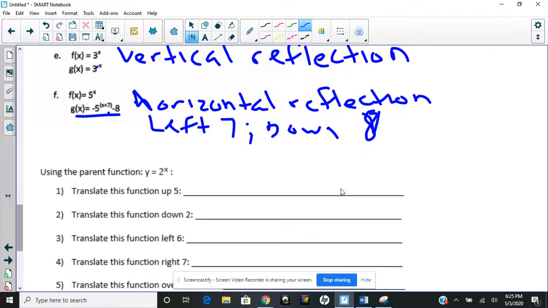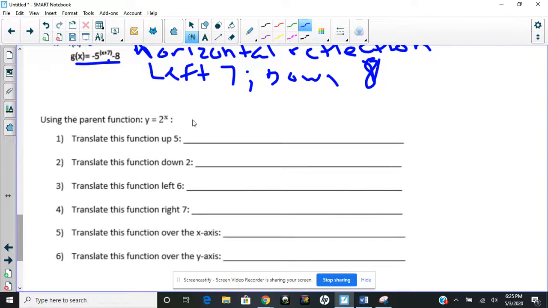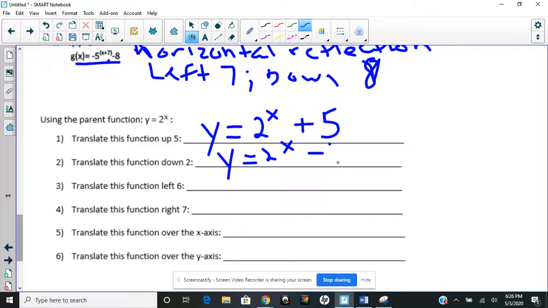Before I have you try some problems on your own, we're going to review what we did by filling in what this would look like if they asked us to do the following. The first one says we're going to go up 5. So y equals 2 to the x. You might want to pause the video, try it out, and then play it so you can see if you got it right. My up is at the very end, not in any of the parentheses or exponents. So it just says plus 5. That is my up 5. The next one says down 2. I'm basing this off of the original equation, 2 to the x. Down 2 would be minus 2.